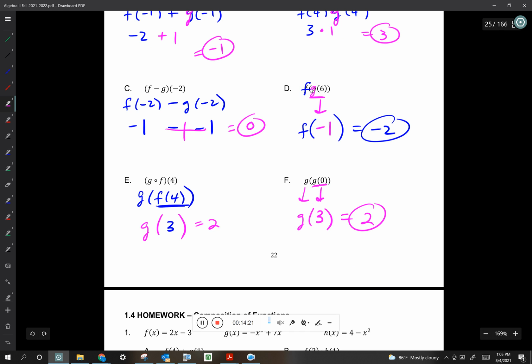Okay, so that's section 1.4 on composition of functions.